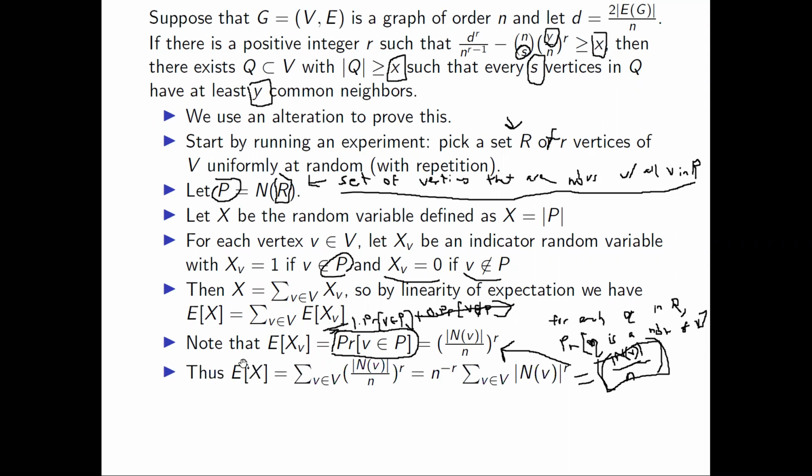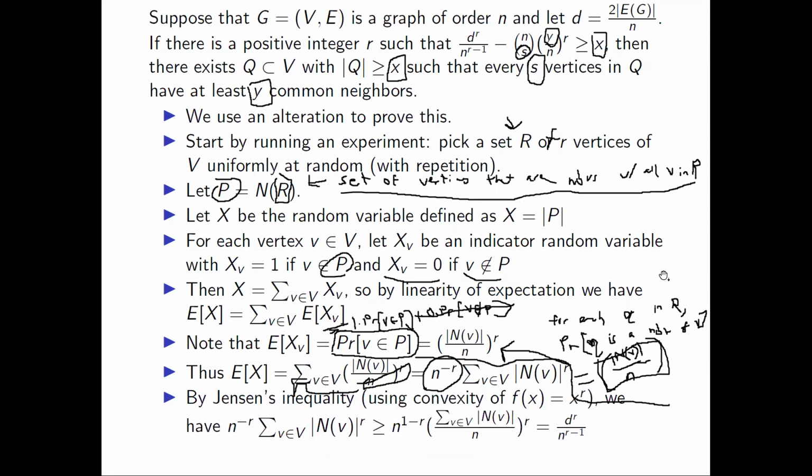And we can see then that in order to get the expectation of x, we can just sum over those expectations of x of v. So we get the sum over the vertices in the vertex set V of the cardinality of the neighborhood of v divided by n, raised to the r power. And we can pull this n to the r right here to the outside. And that gives us the n to the minus r right here. And we have a sum still over the vertices in V, but now it's of the cardinality of the neighborhood of v to the r.